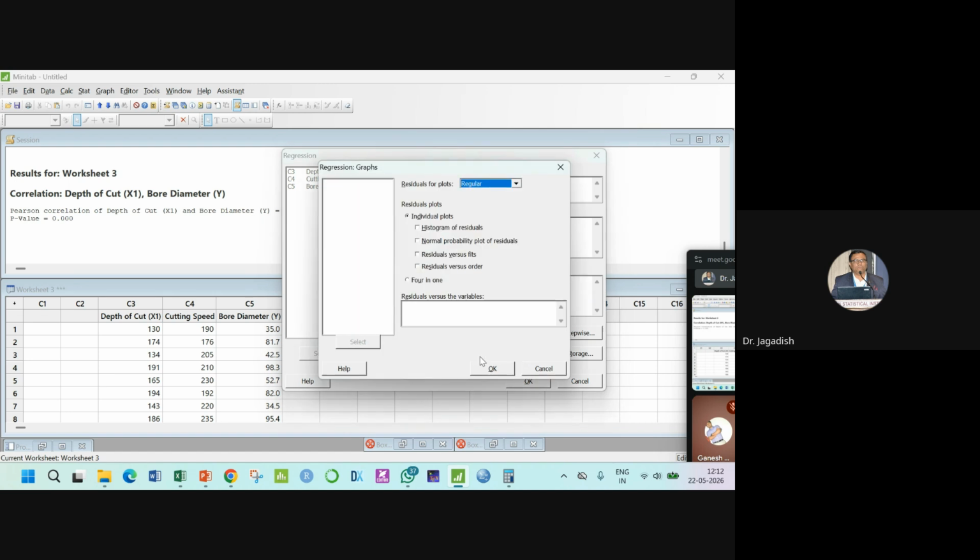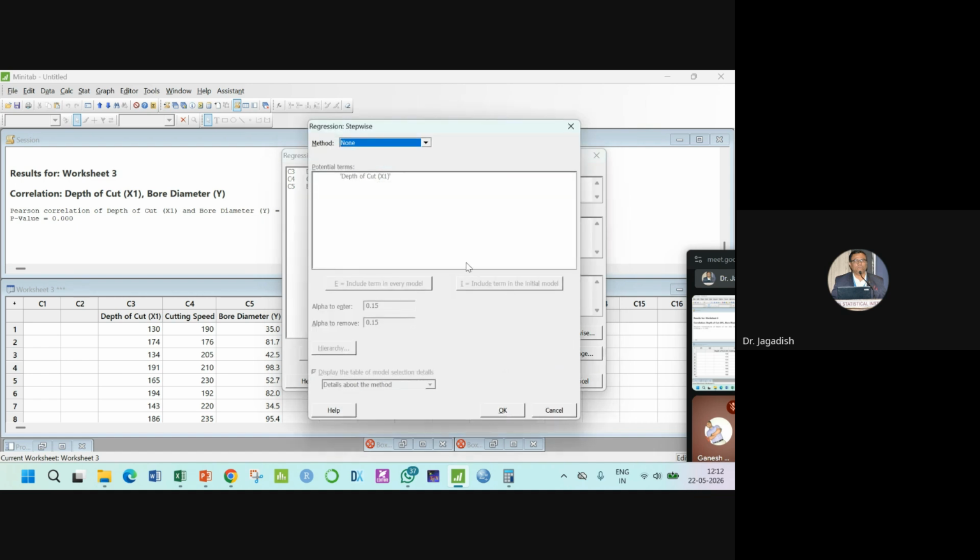And in Graphs, yes, we can put all the graphs in one window only. And then for stepwise regression, there are three types. One is stepwise, forward selection, and backward elimination method. They are different types of linear regression, but are used for different purposes. So in most cases one can use stepwise or none. For the case of a single variable, none is enough.